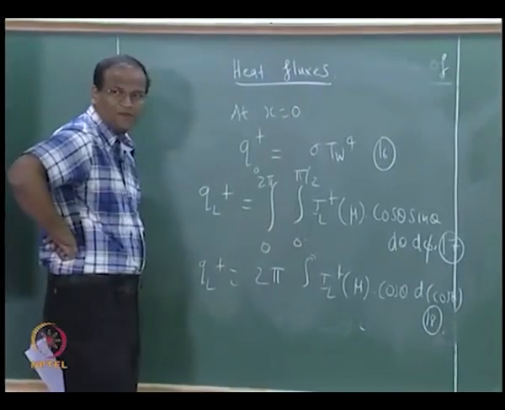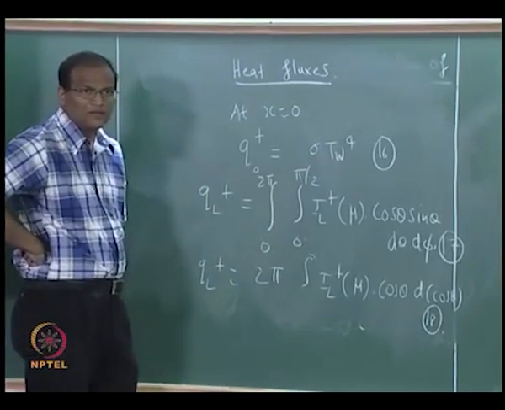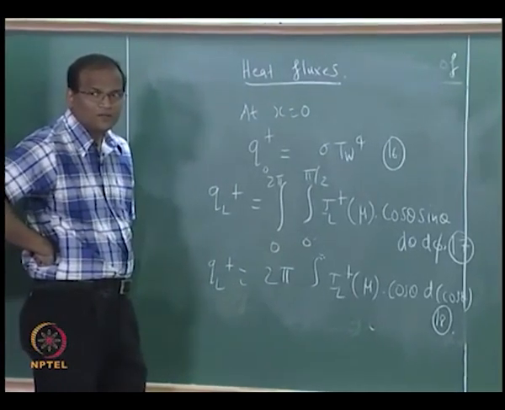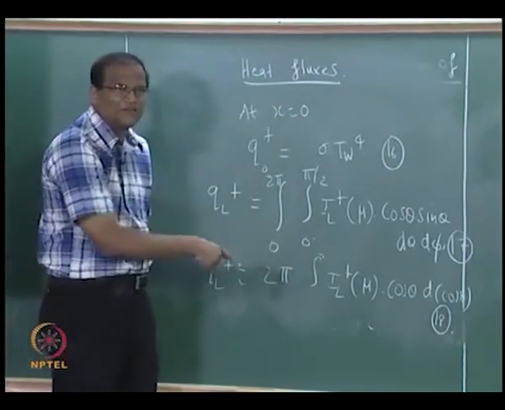It was correct, sir. It will come minus. But d of cos theta means minus sin theta. Cos theta ranging from 0 to 1, it is not 0 to pi by 2.